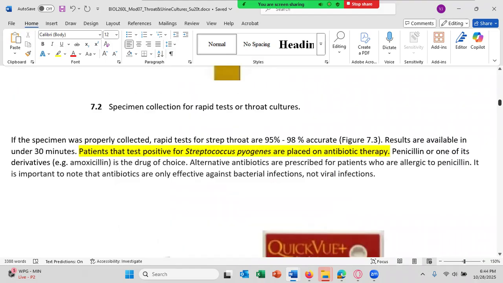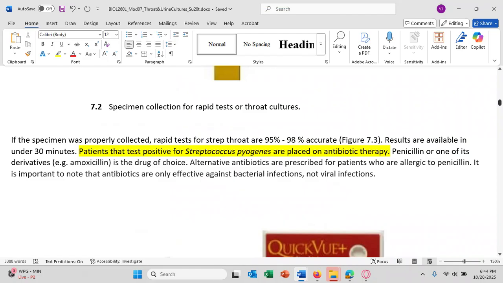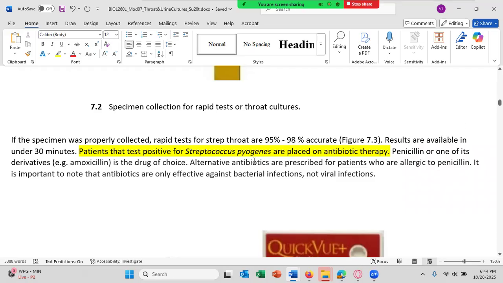Patients that test positive for Streptococcus pyogenes are placed on antibiotic therapy, which is why it's important to test for Streptococcus pyogenes, because it has a cell capsule and it resists the host immune system. So many patients, when they have Streptococcus pyogenes, cannot throw it off. And that's why you put them on antibiotic therapy.